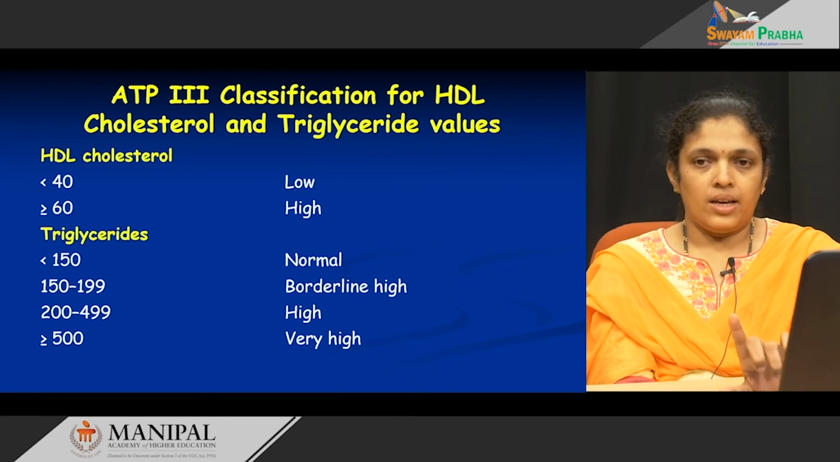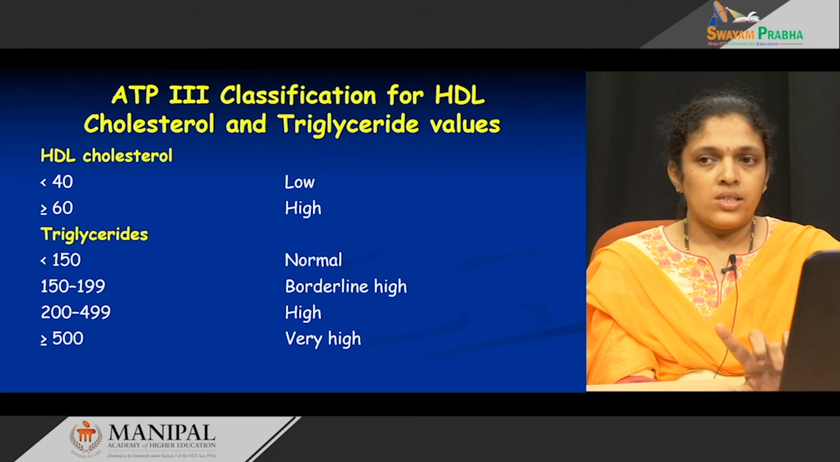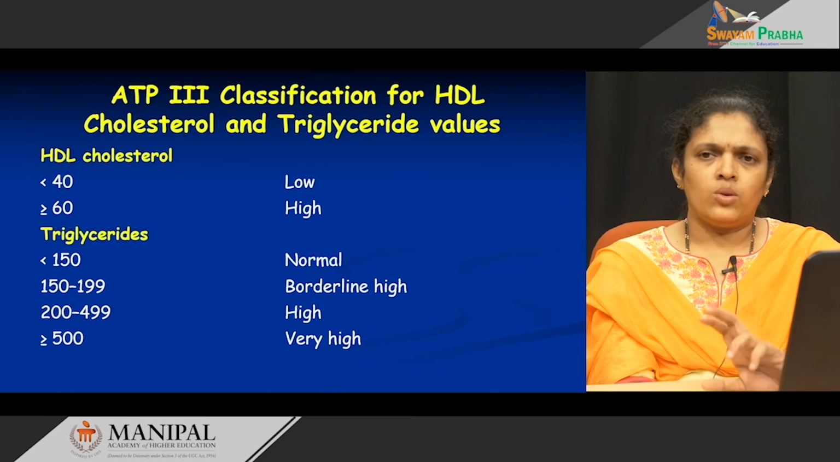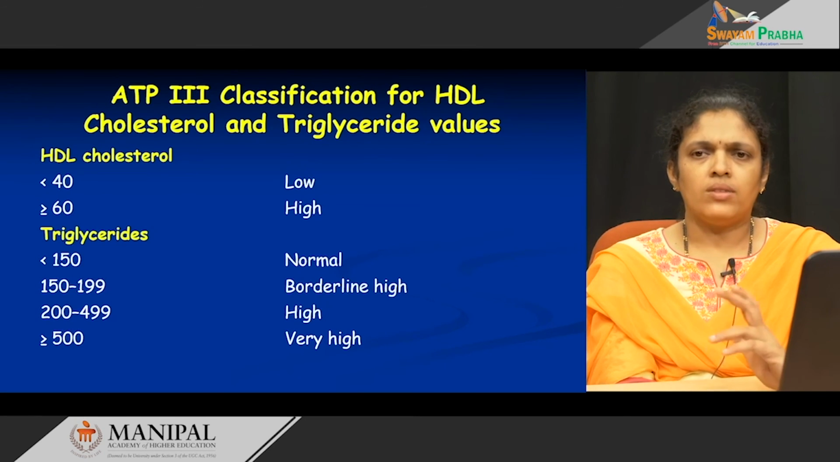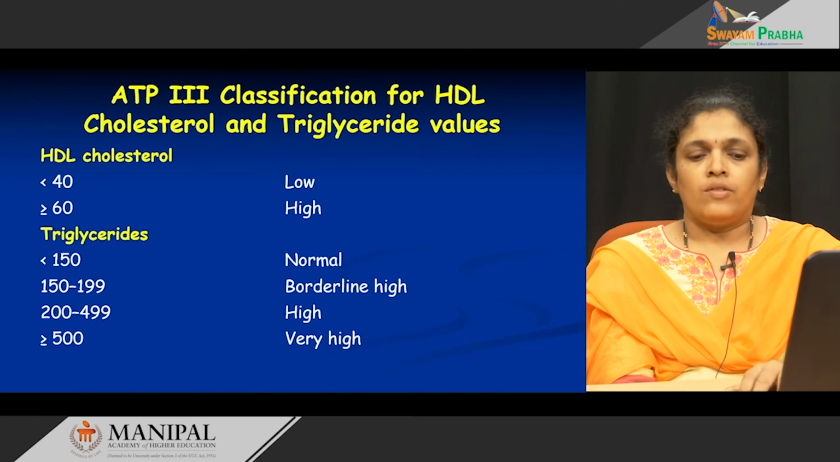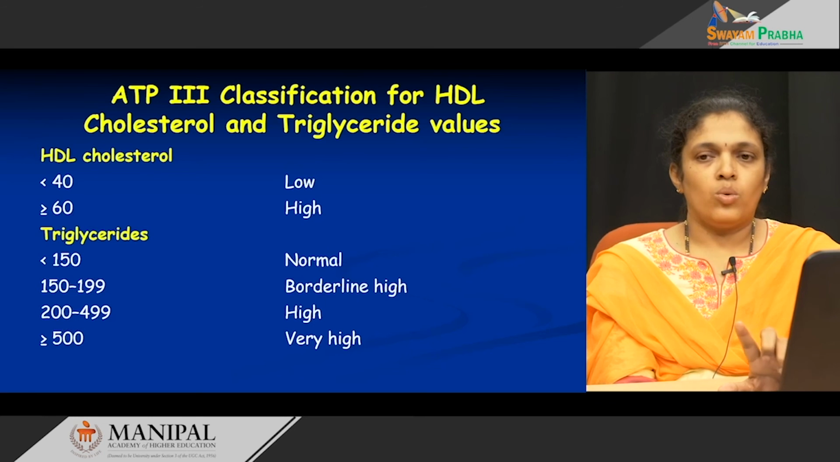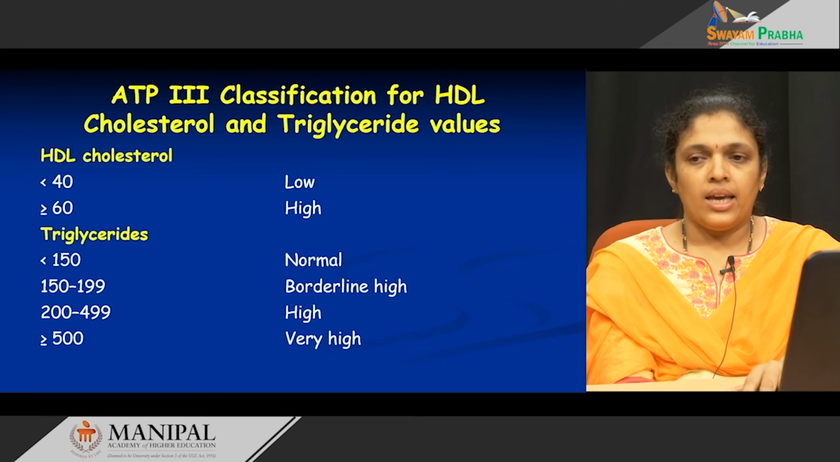If you look at the other two components of the lipid profile, the HDL cholesterol and triglyceride, as I said, HDL cholesterol is good. So, more than 60 is always preferable, less than 40 is not good enough. So, we need to ask the patient to exercise so that the HDL cholesterol improves. For triacylglycerol, less than 150 is normal, anything between 150 to 199 is borderline high, and if it is more than 500 it is very high.